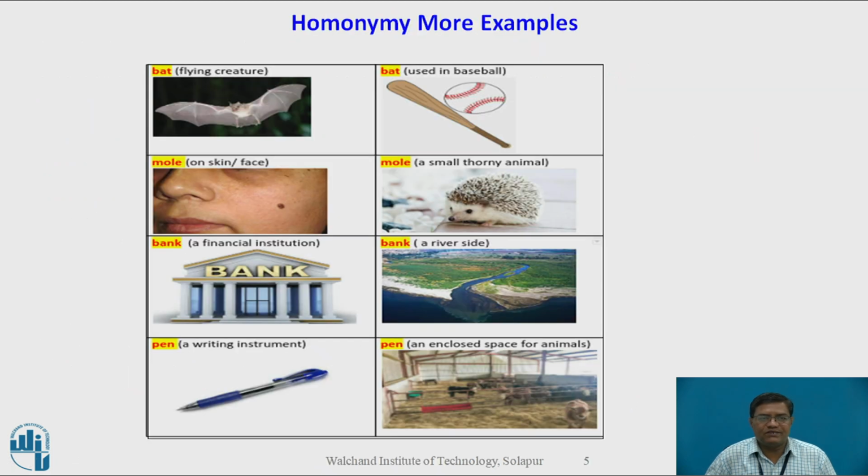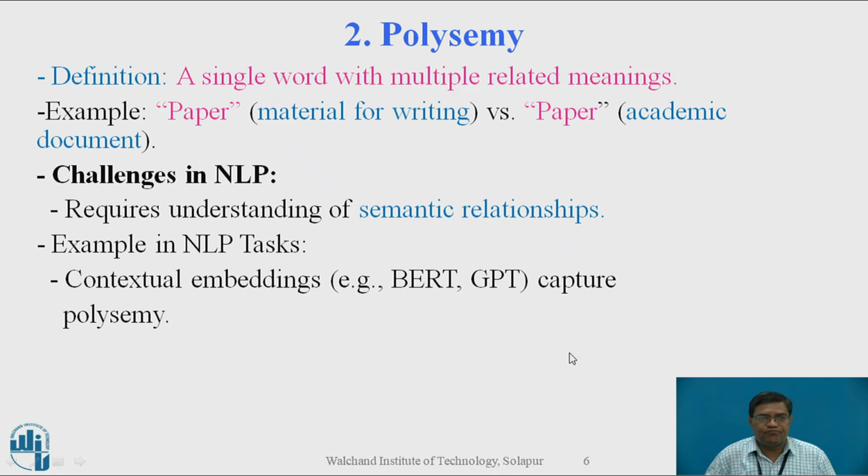Here we have more examples of homonymous words. For example, bat: it can be the flying creature or it can be used in baseball. Mole: it can be the symbol on the skin or face, or it can be a small animal. Then bank: financial institution or riverside. Pen: it can be the writing instrument or an enclosed space for animals.